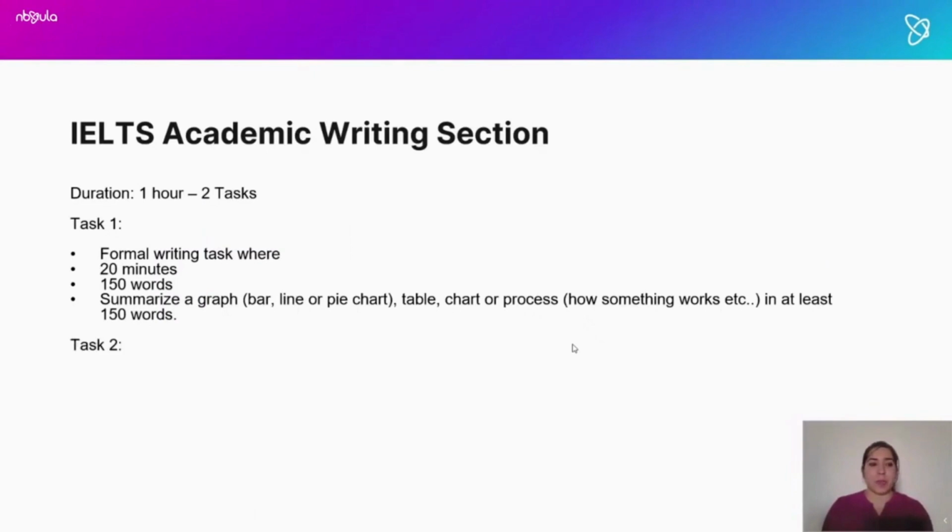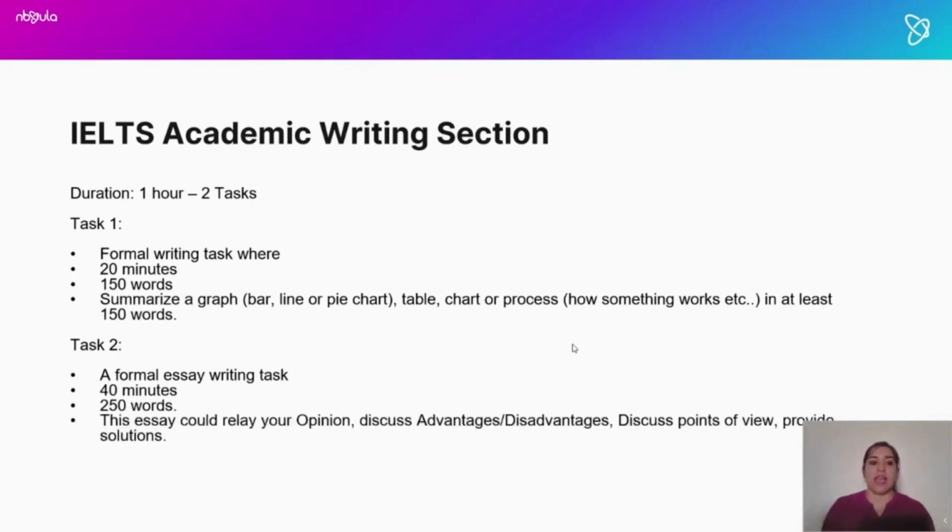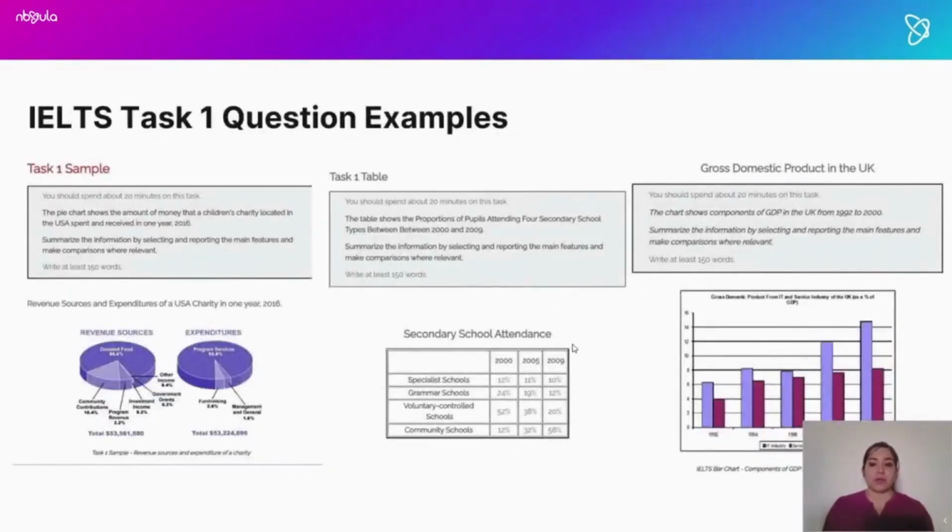Okay. And then for task 2, again, it's a formal writing task. So both these tasks are formal writing tasks, okay? And this is in the form of an essay, okay? You'll have 40 minutes to complete the task in 250 words or a little bit more. And basically this essay could relay either your opinions or discuss advantages or disadvantages, discuss points of view, or provide solutions, okay?